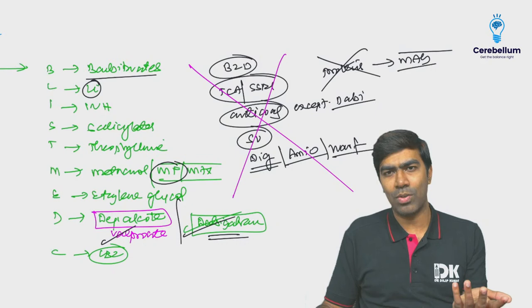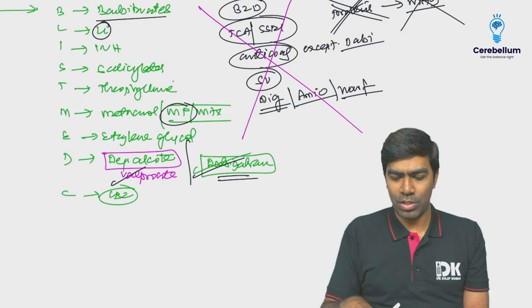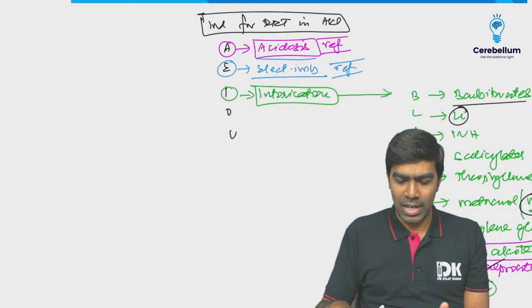Proteins, you cannot dialyze. So you cannot dialyze proteins. You cannot dialyze monoclonal antibodies. Okay, DIG cannot be dialyzed. Amiodarone cannot be dialyzed. Okay, warfarin cannot be dialyzed. So you have to know about certain drugs that cannot be dialyzed as well. So these are the indications of dialysis in intoxicated situations.